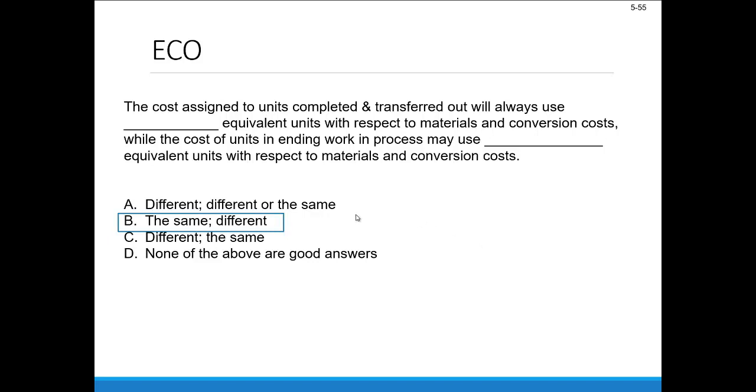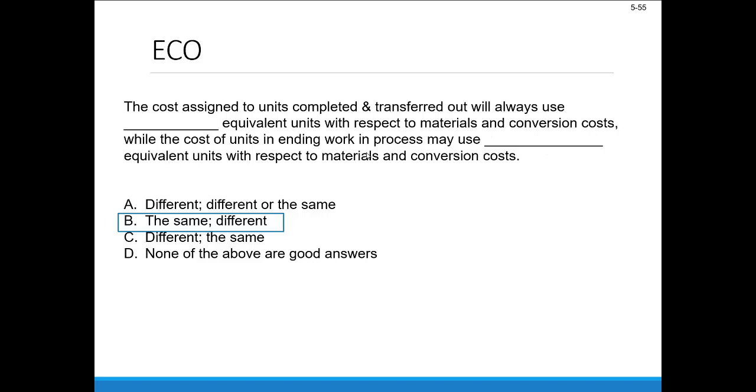And that would be B. So the cost assigned to units completed and transferred will always use the same equivalent units with respect to materials and conversion, because those things are always 100% done with respect to everything. Otherwise, they wouldn't transfer out of the department. Okay, so always going to use the same equivalent unit number there.